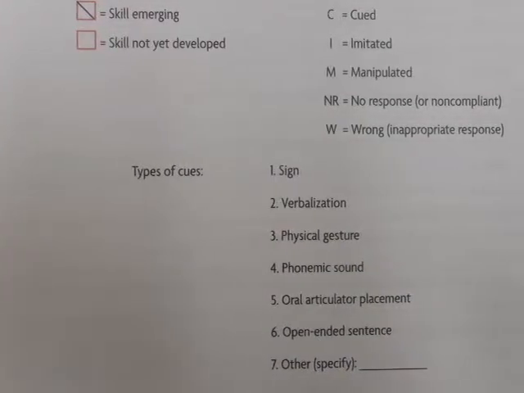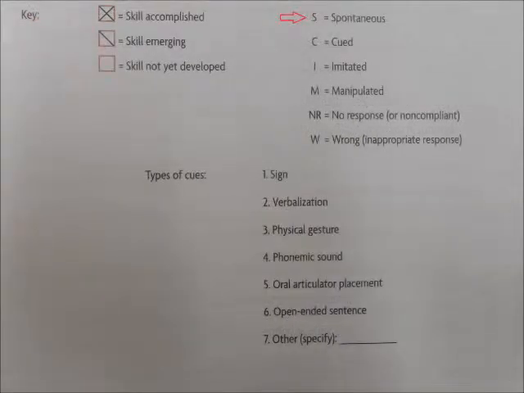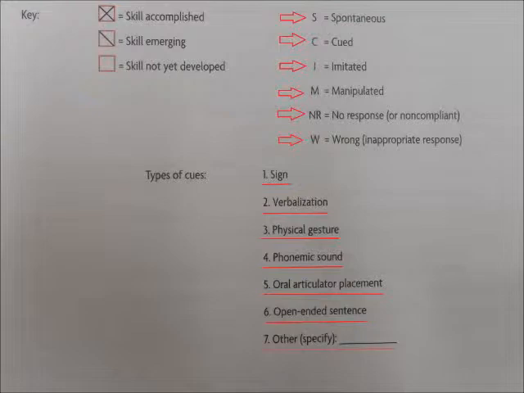Qualitative data is collected during the assessment using 6 categories of performance. These categories include S for spontaneous, C for cued, I for imitated, M for manipulated, NR for no response, and W for wrong. If the student requires a C, the administrator may want to note the type of cue by giving it a corresponding number. The numbers indicate this: 1 for sign, 2 for verbalization, 3 for physical gesture, 4 for phonemic sound, 5 for oral articulator placement, 6 open-ended question, or 7 other.